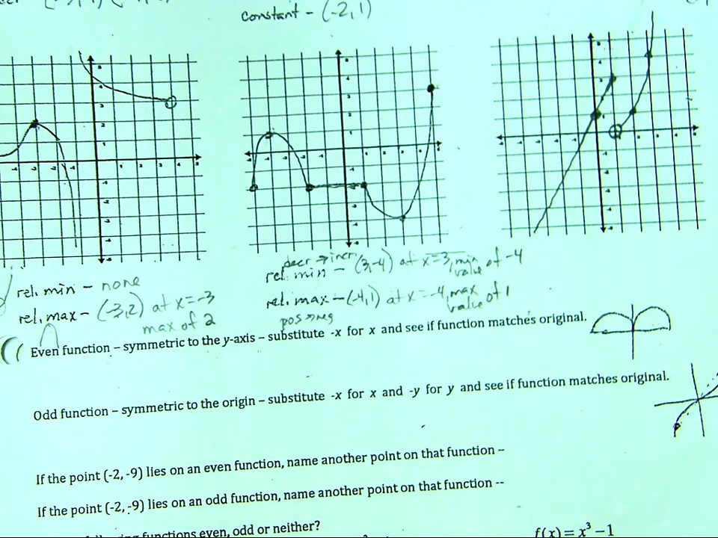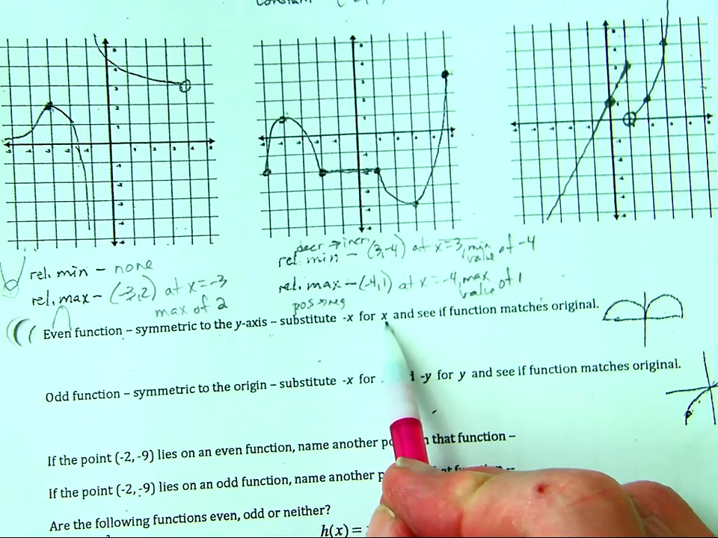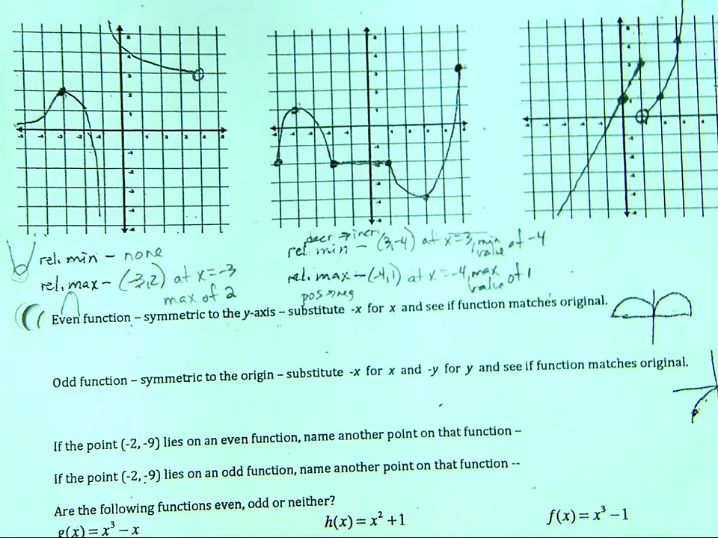To check and see if it's even, you substitute negative x in for x, and then simplify it and see if it matches the original function. You might remember doing this in algebra.